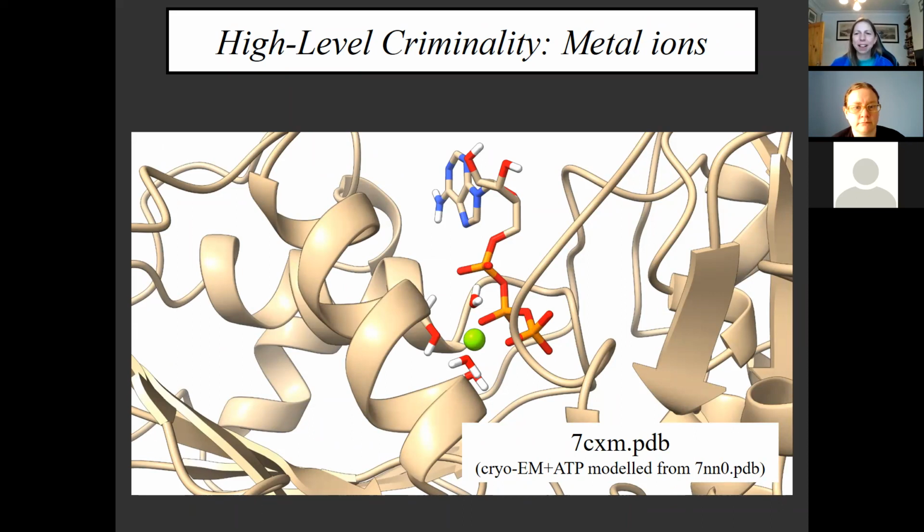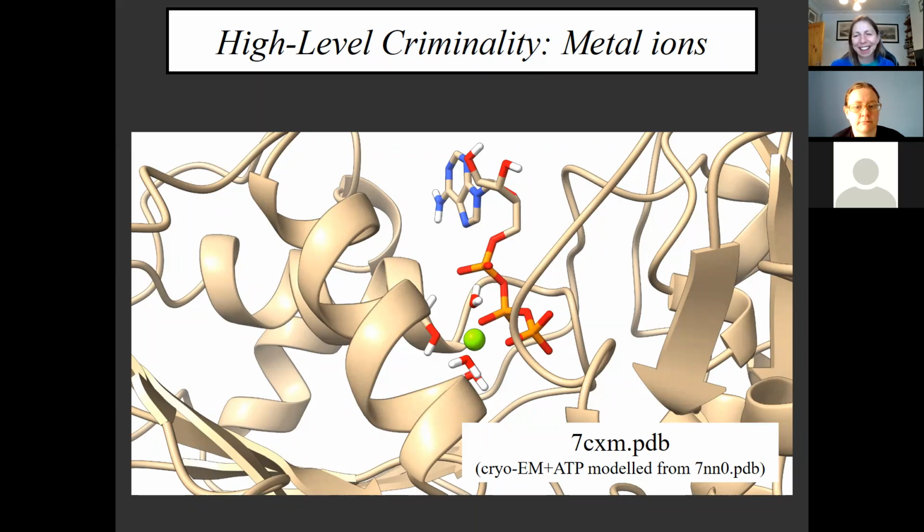Okay, so I call this high-level criminality. So this is the sort of criminal behavior where you're probably doing some sort of high-level financial fraud that involves shell companies and all of this sort of thing, Russian oligarchs and stuff. Because actually, if you're doing anything with metal ions, you're doing something in biomolecular simulation that I would consider to be advanced.